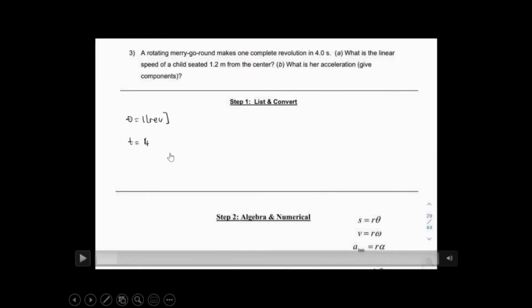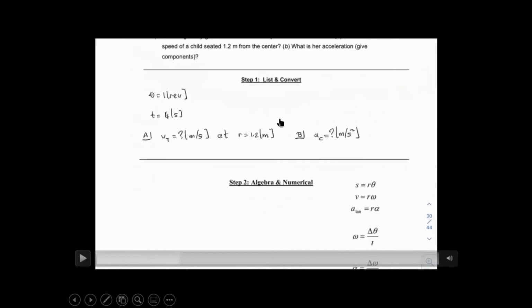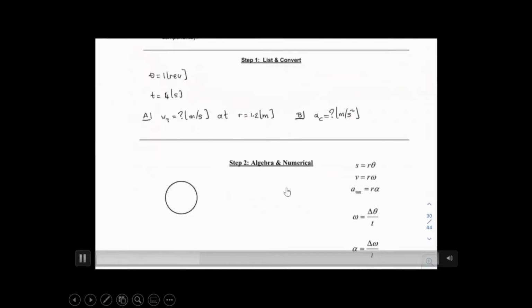as a demonstration. One single revolution, expressed in terms of angular displacement, takes 4 seconds. So what's the linear speed? That's the tangential speed, at a distance of 1.2 meters away from the point of rotation. It's almost 1.2 yards, almost a yard, 3.5 feet, give and take. And what's the acceleration? I'm just going to do part A.